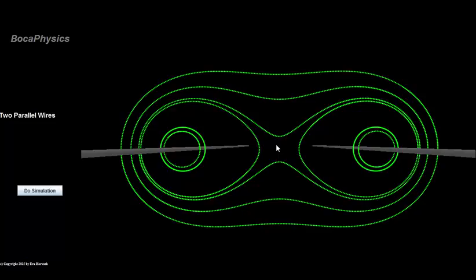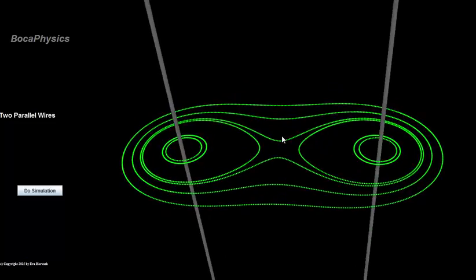Directly between both wires, the magnetic field vanishes. In this region, the components that point into and out of the screen tend to cancel out, but the components that point to the left add up, leading to the behavior we see simulated here.